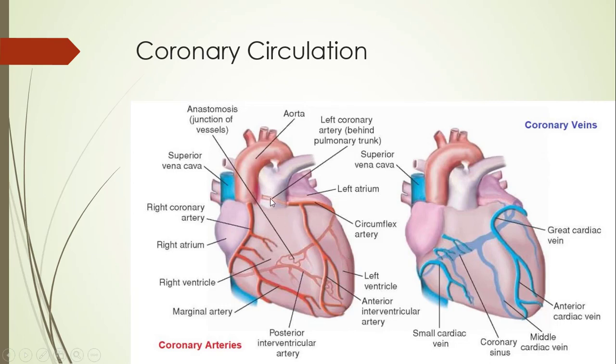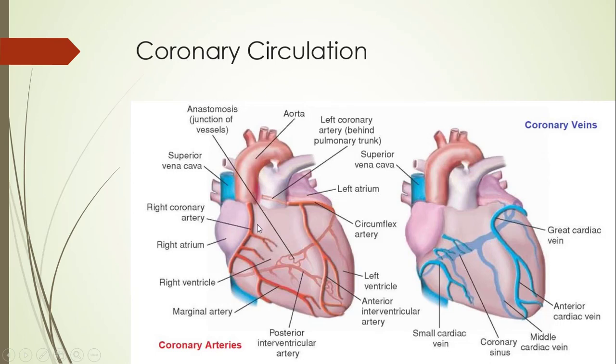The left coronary artery gives the left anterior descending artery and the circumflex artery. The left anterior descending artery supplies the anterior wall of the left ventricle, the anterior part of the septum, and the apex, whereas the circumflex artery supplies the lateral wall of the left ventricle.